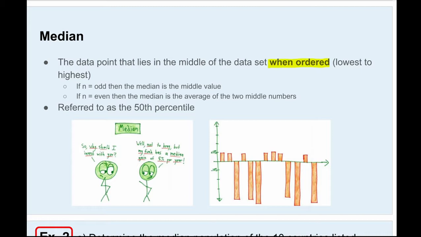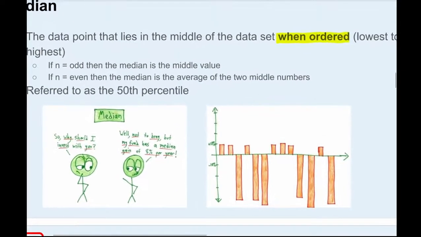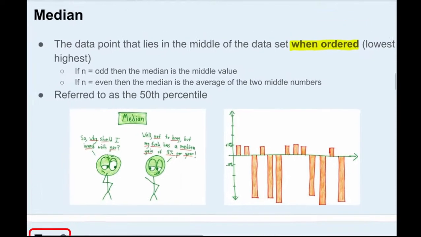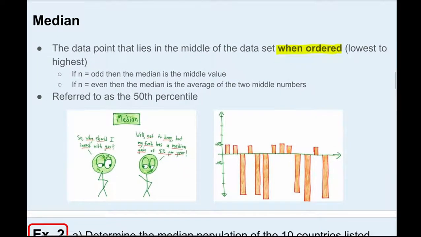So again, why should I invest? Just another misrepresentation of how median can be used. Why should I invest with you? Well, not to brag, but my fund has a median gain of 8% per year. Looking at the actual gains, yes, you've ordered it from lowest to highest, or you could order it based on the years, and we can see that the middle value is not quite a good representation of the actual gains or the actual performance. So again, the median is the middle value.